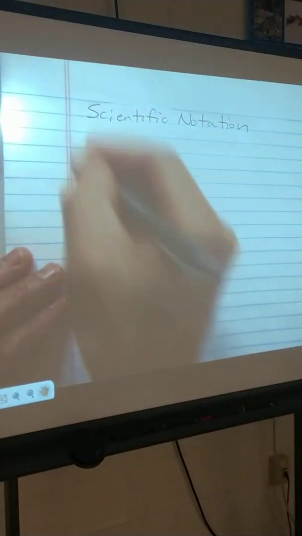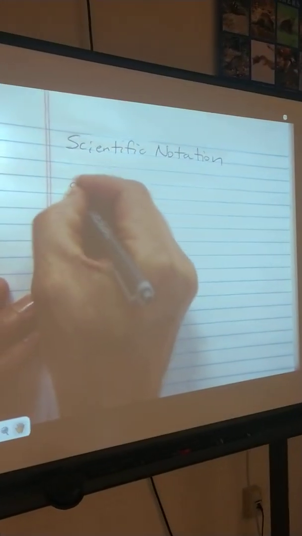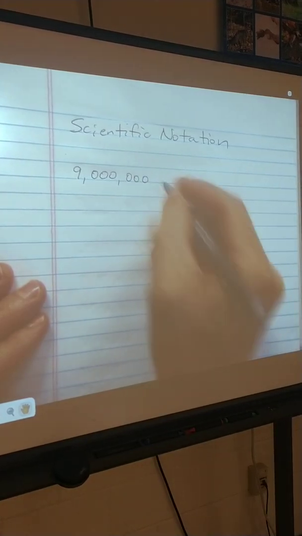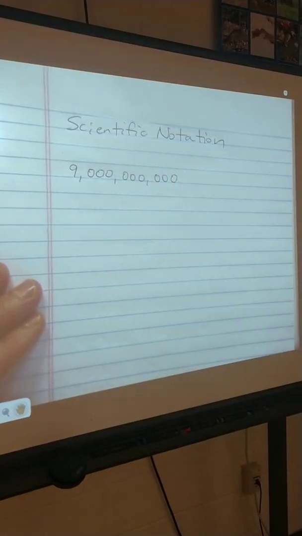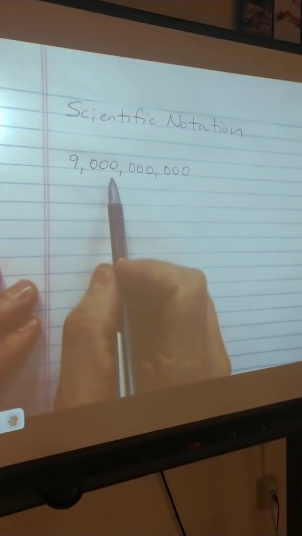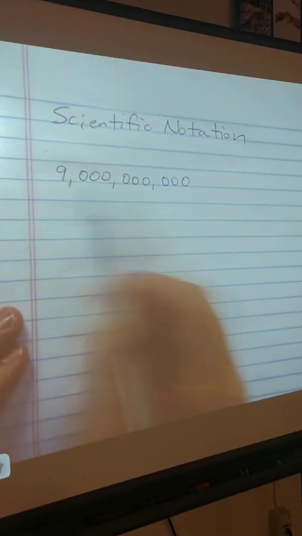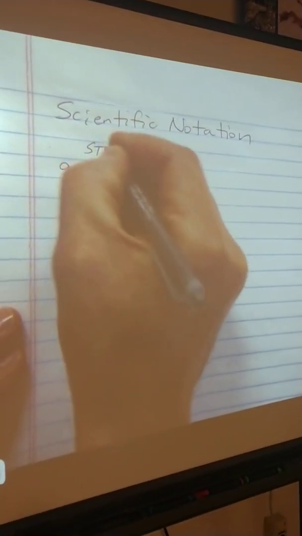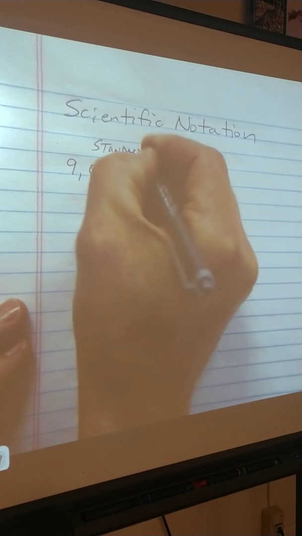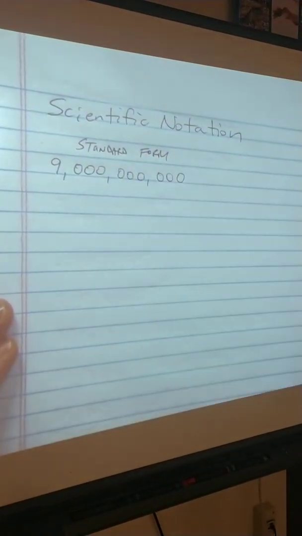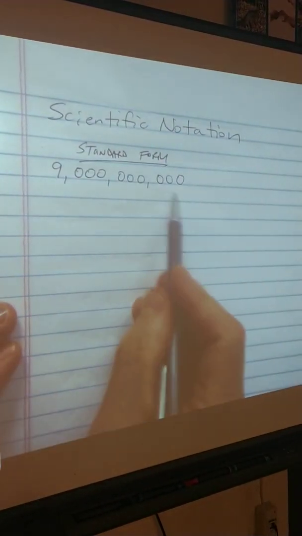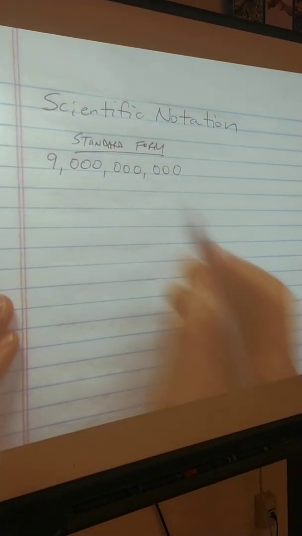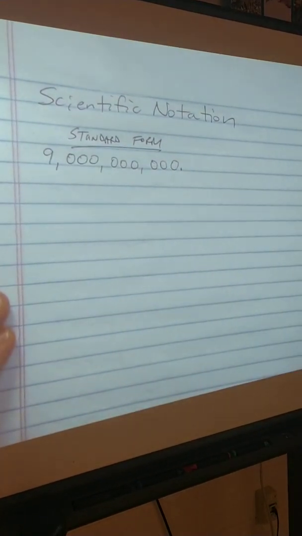So up here, let's say I would have this number. You would say, how much is that? And you'd say that's 9 billion. 9 billion. Okay? Now, that's called standard form. If I want to write standard form in scientific notation, rule number one is, and we know with 9 billion, here's the decimal point right there.